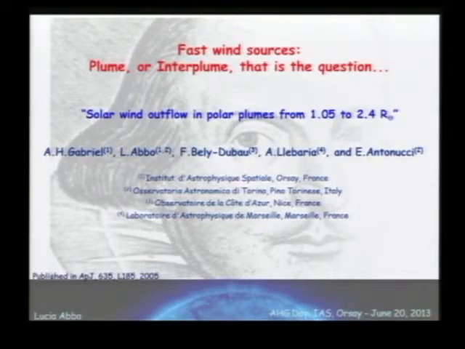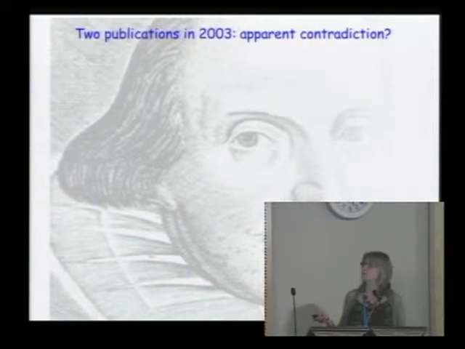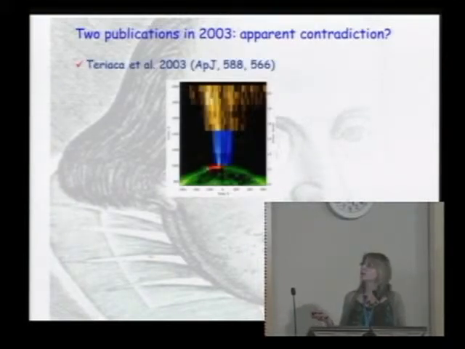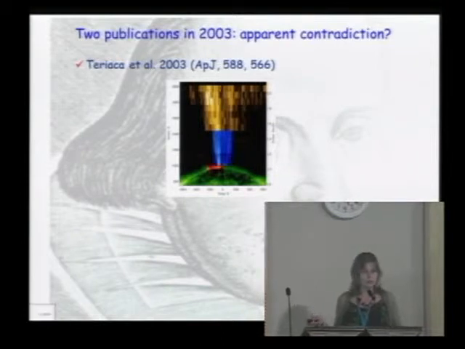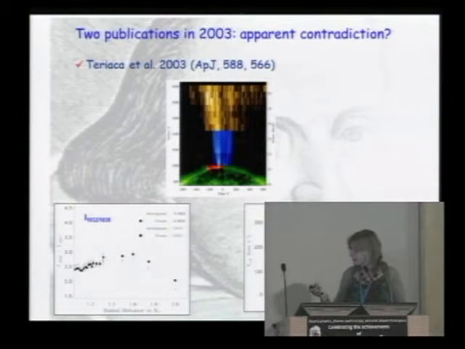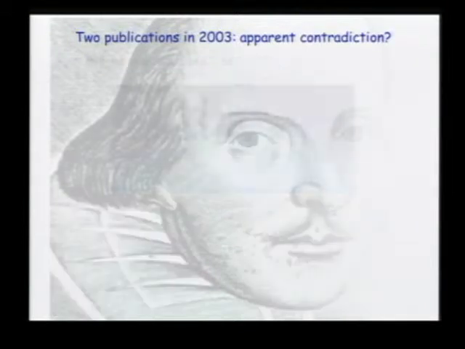this work that I'm going to show you. So there were two publications in 2003 with apparent contradiction in the results. The work from Luca and co-authors analyzing SUMER and UVCS data, obtaining an outflow only for the Interplume regions and a static regime for the Plume.